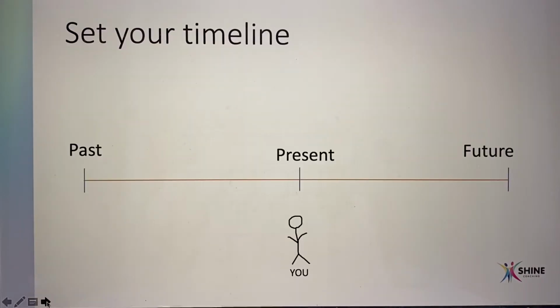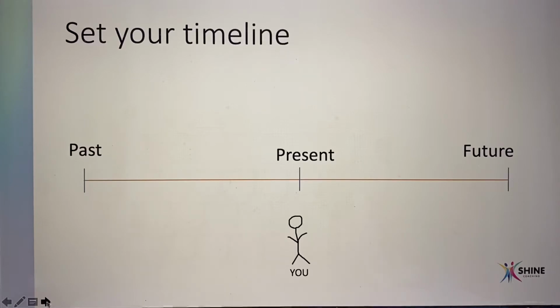So now it is time to set your timeline. Just take a moment and visualize a line either in front of you or through you. We've just talked about whether you're an in-time or a through-time person. And when you've noticed where your line is, just take a moment to think, okay, so where is the past in relation to this line?